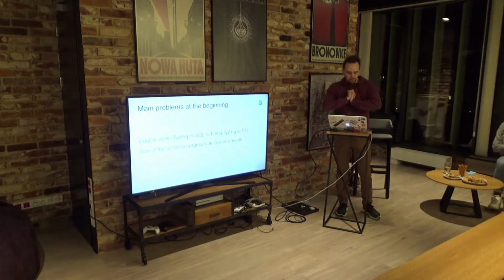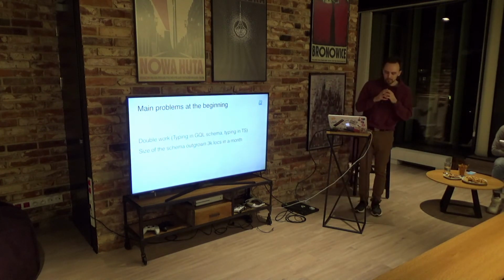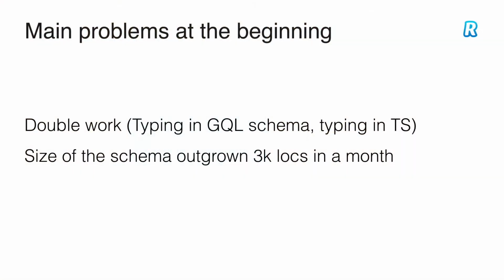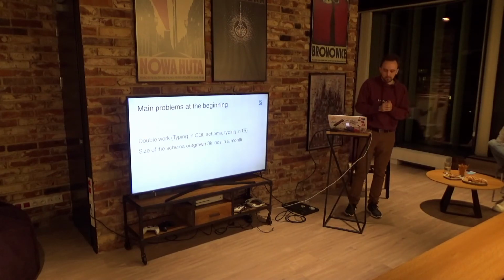Okay, but what are the main problems that we got at the beginning, right? First of all, double work, right? It's what I've been saying: first you need to go and look at what the type looks like at the backend, how the type is defined at the backend.